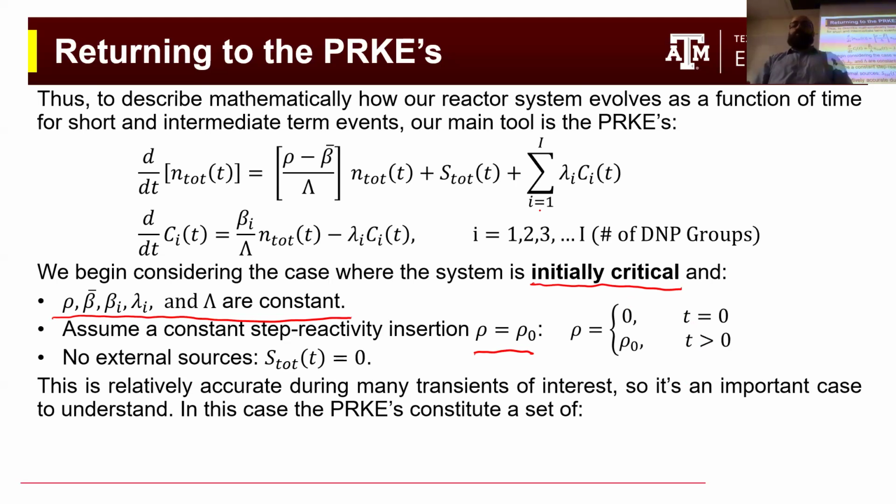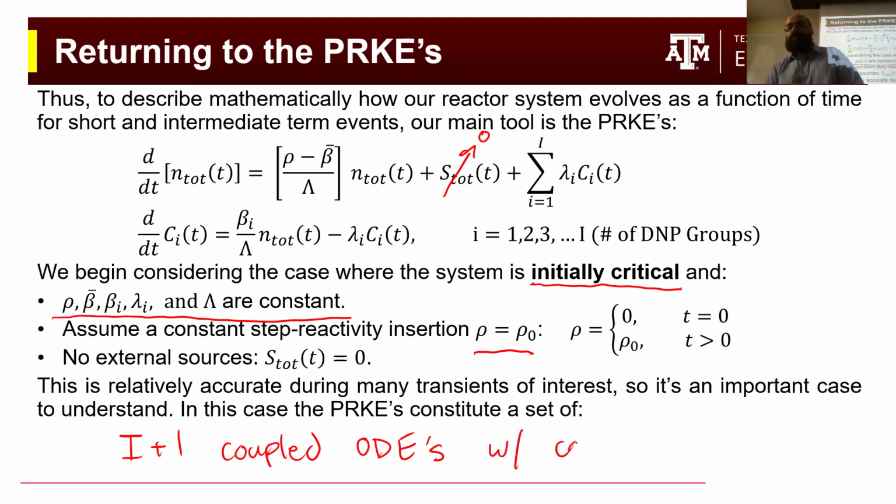And we're going to ignore neutron sources. That means that this source term goes to zero if we ignore sources. And if we make these assumptions, then the point reactor kinetics equations constitute a set of I plus one coupled ordinary differential equations with constant coefficients.